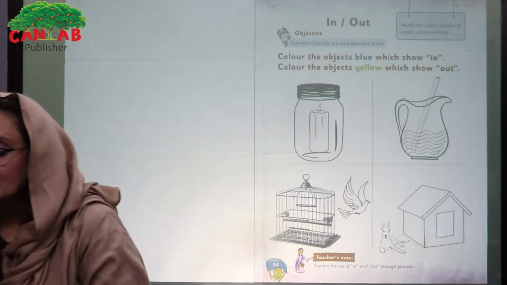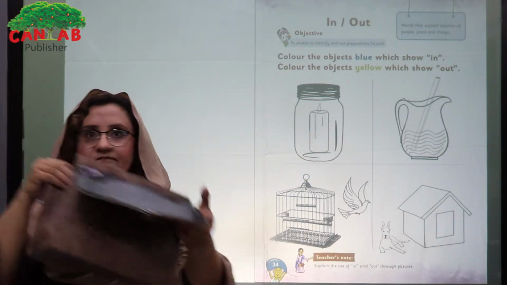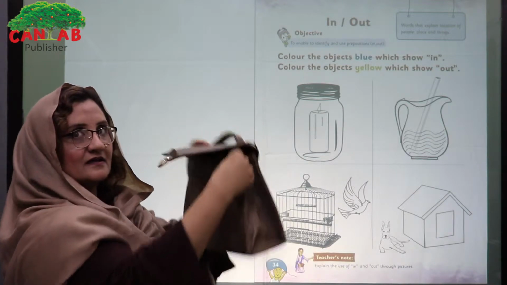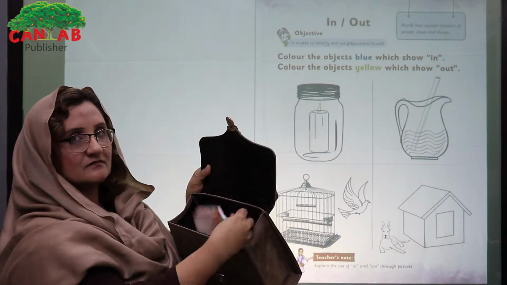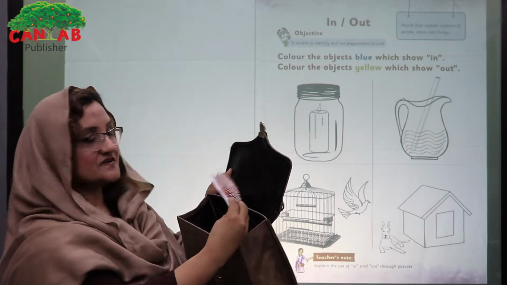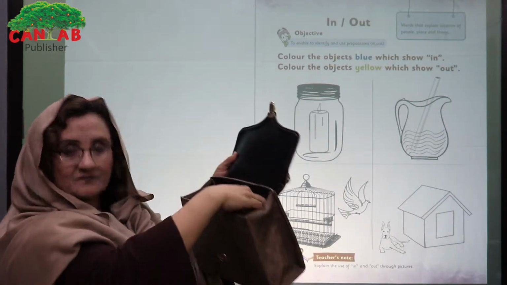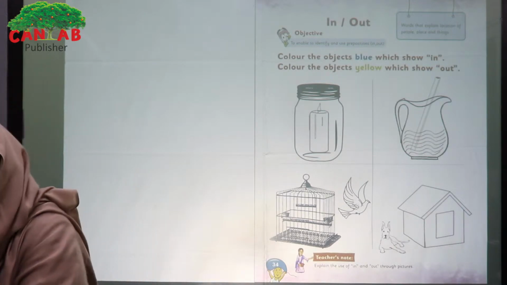And look at here. My handbag. And look at here. What is there in it? Brush. Hairbrush. Where is the hairbrush? In the bag. Good. Okay.